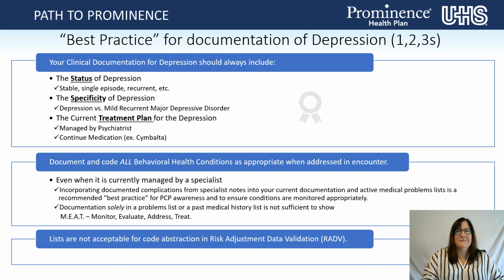Your clinical documentation for depression should always include the status of the depression, the specificity of the depression, and the treatment plan for the depression. So the status would be stable, single episode, recurrent, etc. Specificity would be depression versus mild, recurrent, major depressive disorder. And then your treatment plan would be things such as managed by a psychiatrist or continue medication.